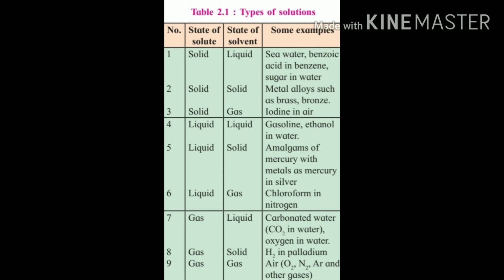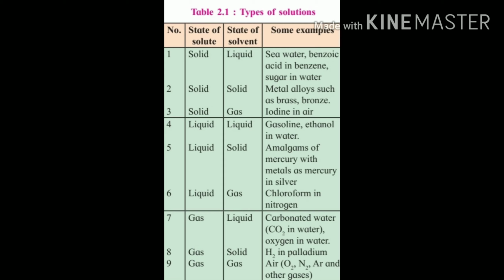So the examples that they have given is seawater, benzoic acid in benzene. So seawater we know salt and water. So salt is going to be solute and water which is in large quantity will be the solvent. Similarly, benzoic acid in benzene. Then you have sugar in water. So sugar is going to be the solute and water is going to be the solvent which is in liquid phase.